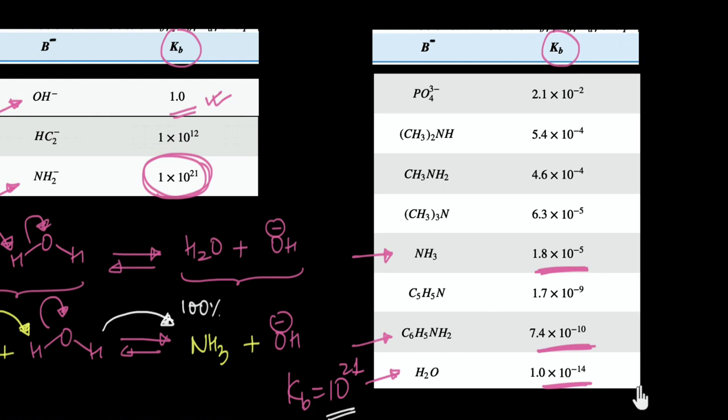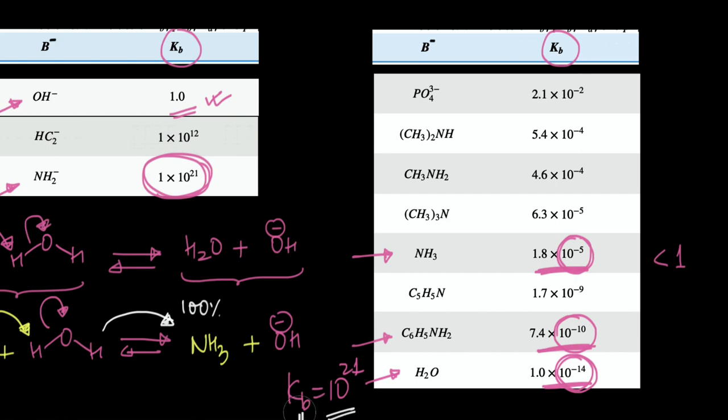Now, which of these three do you think is the strongest base? Well, ammonia has a KB of almost 10 to the power minus 5, while aniline is at almost 10 to the power minus 10, while water is at 10 to the power minus 14. So clearly, ammonia has the highest KB of these three, so ammonia clearly is the strongest base. However, if you check the value of KB of ammonia, you can see that it's 10 to the power minus 5, so this is clearly less than 1.